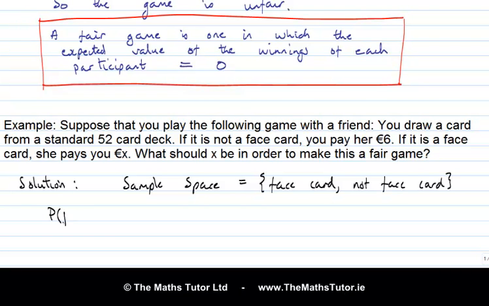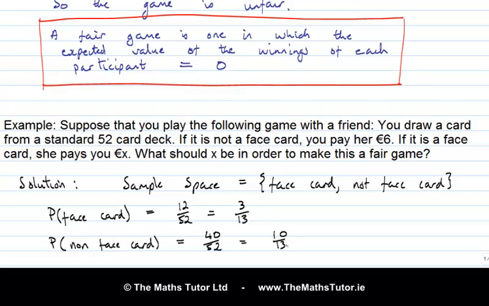So the probability of drawing a face card: how many face cards are in a standard 52 card deck? Well, there are 3 face cards of each suit, so a total of 12 face cards in a 52 card deck. So that means the probability of drawing a face card is 12 over 52. And we can cancel off a 4 there, and that is 3 over 13. And the probability of drawing a non-face card: well, if there are 12 face cards, that means there are 40 non-face cards. So 40 over 52, which is the same as 10 over 13. So those are the probabilities of the outcomes.